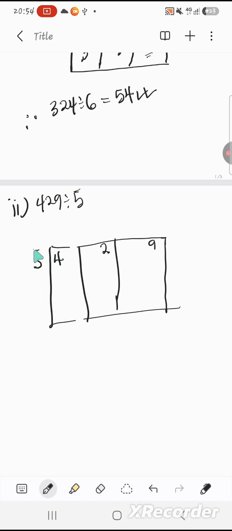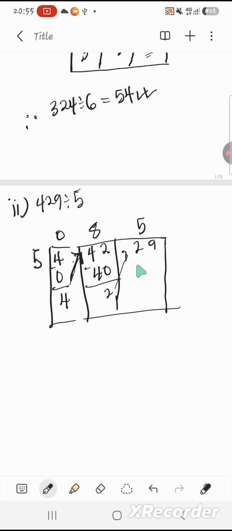So see the same process. 5 divided by 4, it will be 0. 5 times 0 is 0. If I subtract this, I'm going to have 4. Then I will move this 4 here. This becomes 42. 42 divided by 5 is 8. Write my quotient here. 5 times 8 is 40. Subtract this. I'm going to have 2 again. So I'm going to move 2 here.